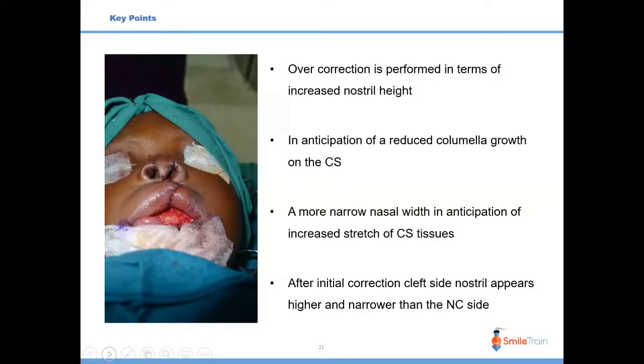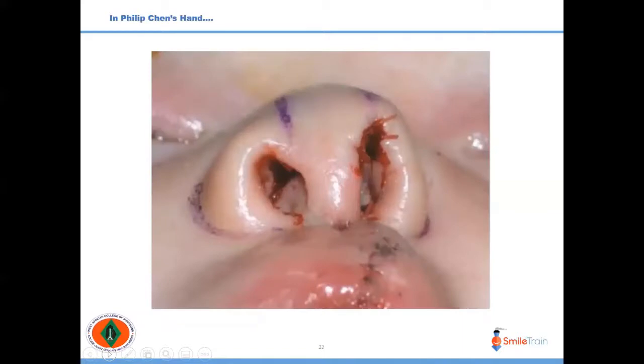And also, we narrow the nasal width about a millimeter or two more compared to the non-cleft side, in anticipation of stretching of the cleft side tissue. So after the repair, you would notice that your repaired nostril looks longer and more narrow. The next slide shows the diagram of how it typically looks in the hands of Professor Philip Chen.